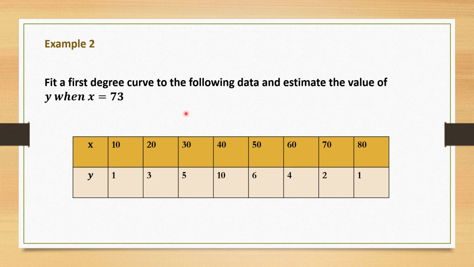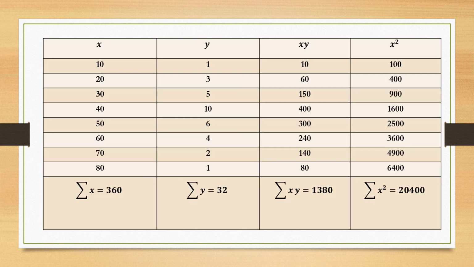Again, we have to form the table with the x column, y column, xy and x square. Just like in the previous problem, we form the x column, y column, xy column and x square column. xy is the multiplication of x into y: 10 into 1, 20 into 3, 30 into 5, 40 into 10, and so on. x square is the square of the x values: 10 square is 100, 20 square 400, 30 square 900, 40 square 1600, etc.